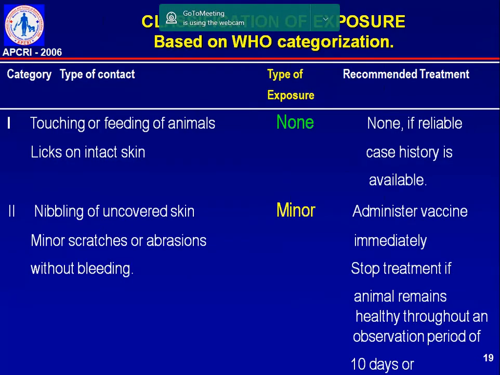Based on the WHO categorization, how do we categorize the wounds? Touching or feeding of animals, or licks on intact skin: nothing is necessary if a reliable case history is available. Nibbling of uncovered skin, or minor scratches or abrasions without bleeding, is minor: administer vaccine immediately. Stop the treatment if the animal remains healthy throughout an observation period of 10 days. So we have to observe the animal for about 10 days. If the animal is healthy, nothing is necessary. First give the first dose of vaccine immediately, then look at whether the animal is healthy or not.